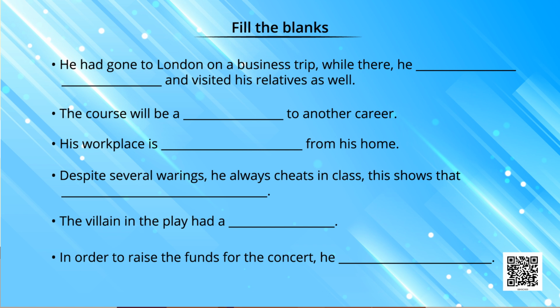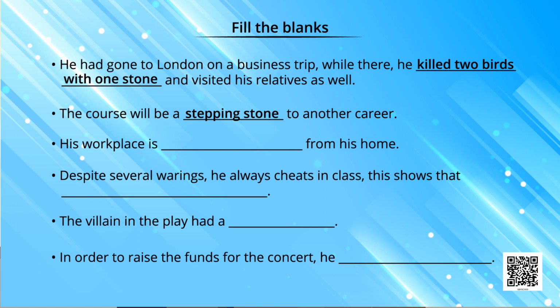Mehak? Okay, let's try. He had gone to London on a business trip. While there, he killed two birds with one stone and visited his relatives as well. Very good. It means he went to London for a business trip and at the same time he also visited his relatives. Next, the course will be a stepping stone to another career. Very good. This course will help to progress in another career.